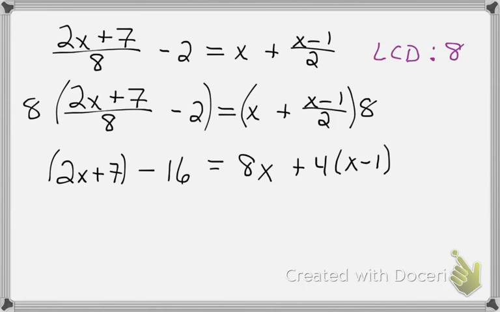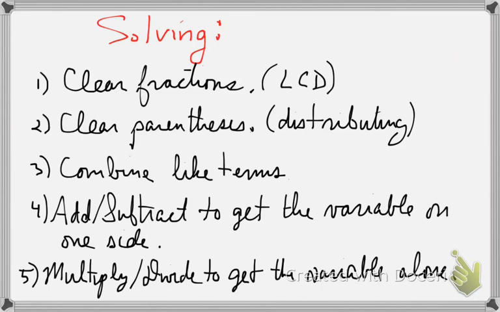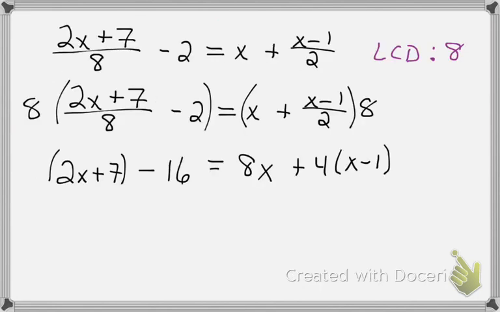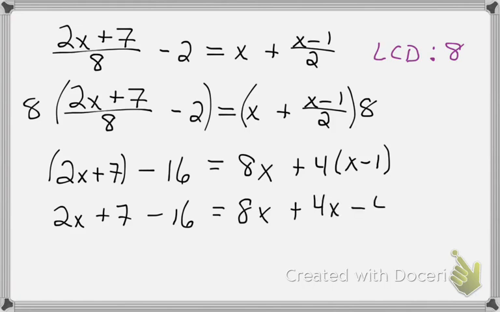Okay, so that was the first step. Clear the fractions. LCD was our tool. What's the next step? We got to get rid of those parentheses. And that usually means distributing. So what's in front of this first set of parentheses on the left? 1. It's just a 1 up there. And 1 times anything is itself, right? So that's just going to be 2x plus 7 minus 16. On the other side, we've got 8x. And then we have to distribute the 4. So what's that going to give me? Plus 4x minus 4. Everybody okay with that? Is everybody on board? So cleared parentheses.